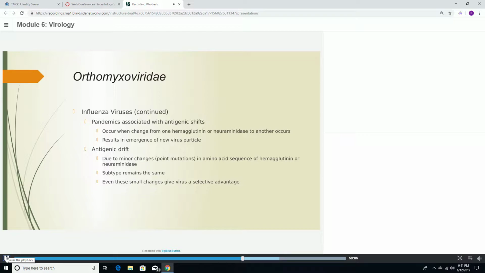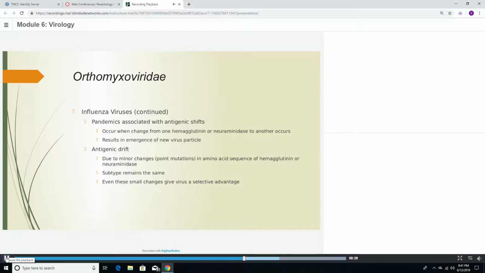Pandemics are associated with antigenic shifts, which occur when a change from one hemagglutinin or neuraminidase to another results in the emergence of new virus particles. Antigenic drift is due to minor changes, so point mutations in the amino acid sequence of hemagglutinin or neuraminidase. The subtype remains the same, even though small changes give the virus a selective advantage.